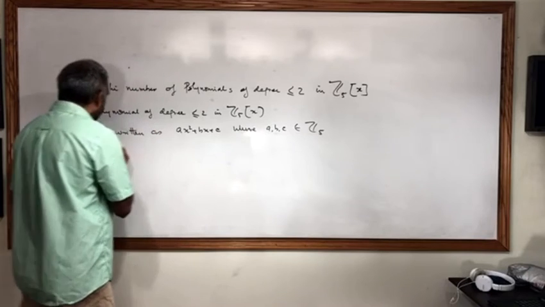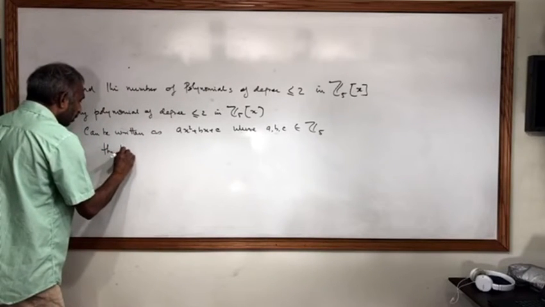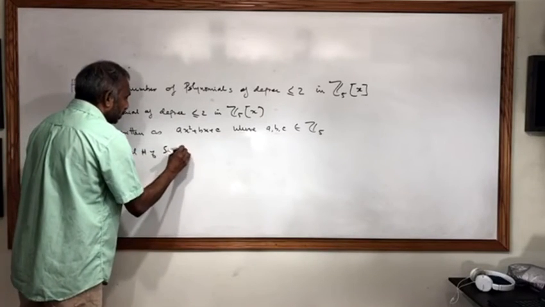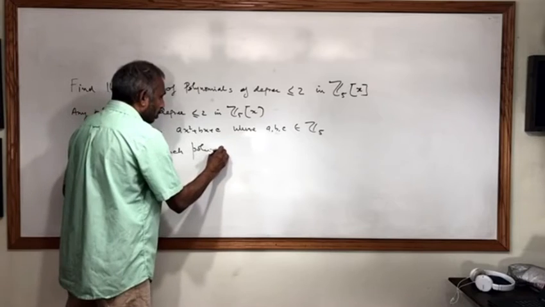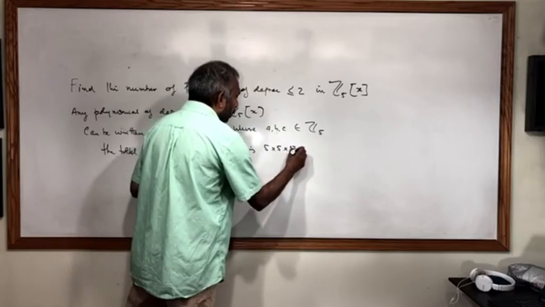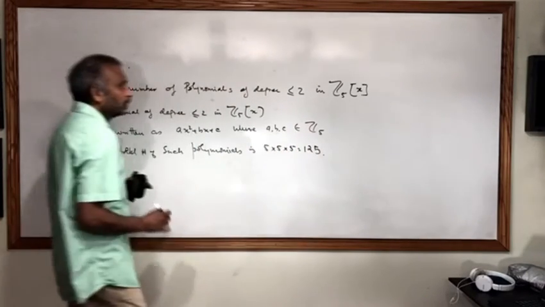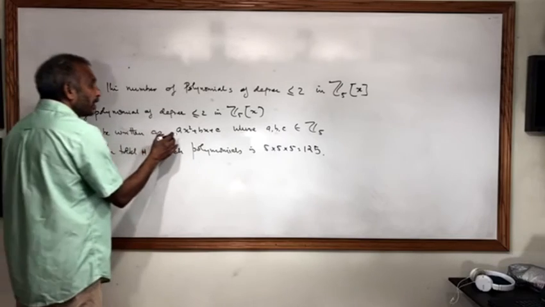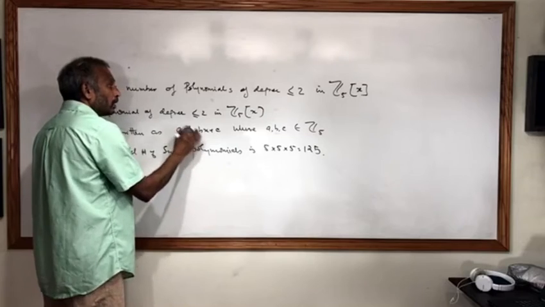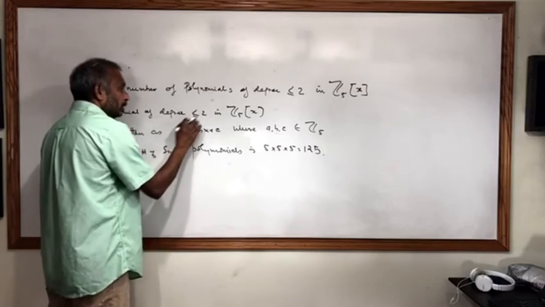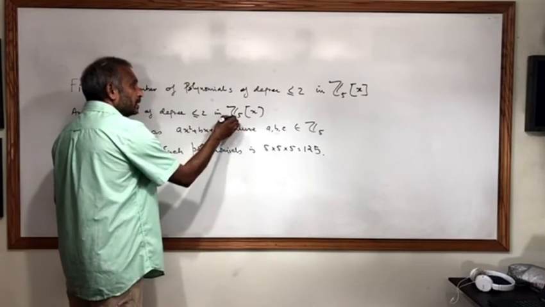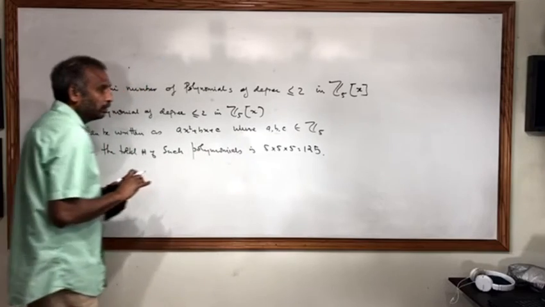And that means the total number of such polynomials is 5 times 5 times 5, 125. There are only 125 different quadratic or less polynomials of degree at most 2 in Z5 of x. In Z there are infinitely many, but in Z5 there are only 125.